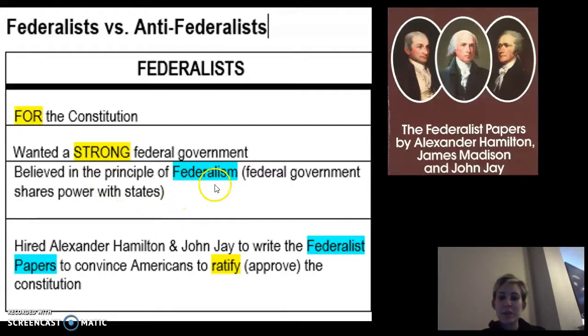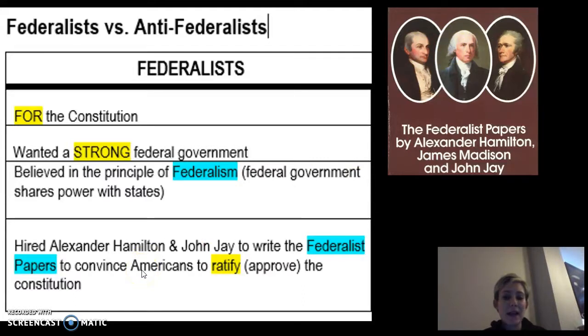Now, they believed in this principle of federalism, meaning that the federal government is going to share power with the states. And that's how they'll be balanced out. Go ahead and highlight this term federalism for me. And lastly, some major leaders for the Federalist Party were Alexander Hamilton and John Jay. Now, these 2 guys, hello there, gentlemen, very handsome.